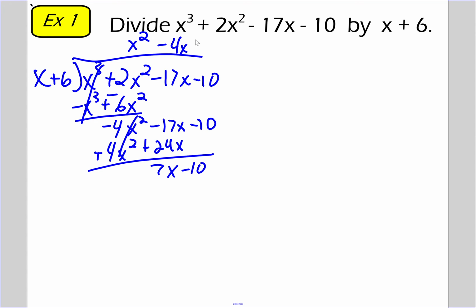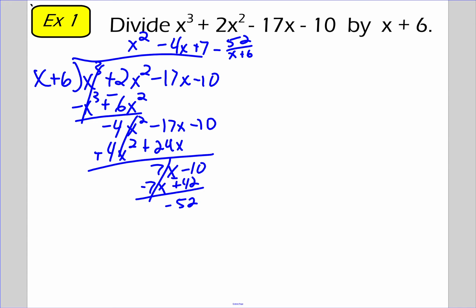x goes into 7x 7 times. We multiply, we get 7x plus 42. Subtract, and we end up with a remainder of negative 52. So again, we can write that as negative 52 over x plus 6 here.